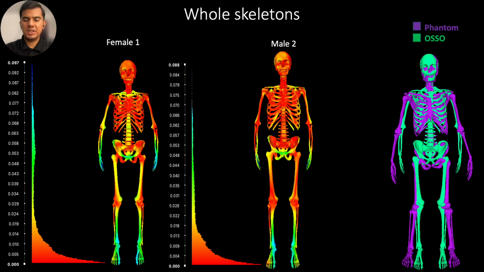These are some of the skeleton figures indicating Hausdorff distance errors. Here you can see in the figure on the right that even though both the OSSO and phantom skeletons were in the lying down position, the poses between the OSSO and phantom skeletons are different. And this also reflects on the figures on the left, where you can see that warmer colors indicate lower errors, whereas cooler colors indicate higher errors. And you can see near fingers and toes, the blue color indicates a high error, while the skull has a relatively lower error.